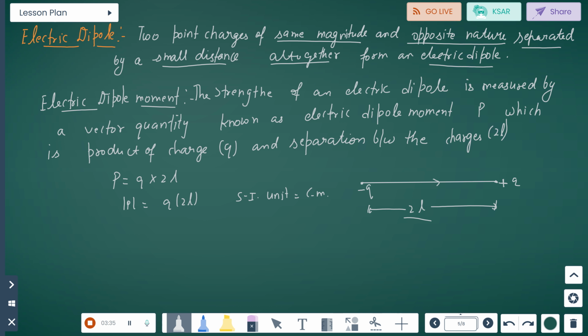Here is the electric dipole moment. The strength of an electric dipole is measured by a vector quantity known as electric dipole moment P, which is the product of charge q and the separation between the charges, 2l. So P equals q into 2l, and mod P equals q into 2l. SI unit is coulomb-metre.